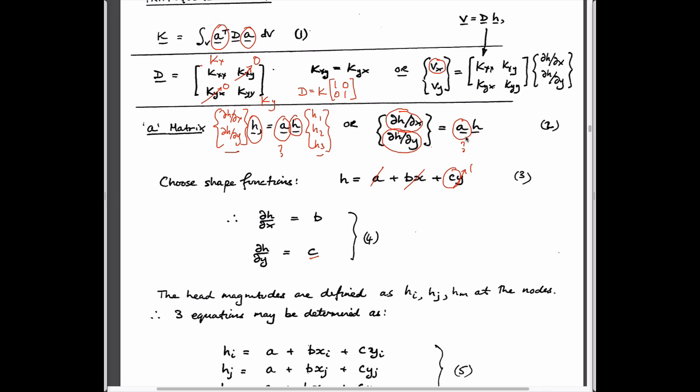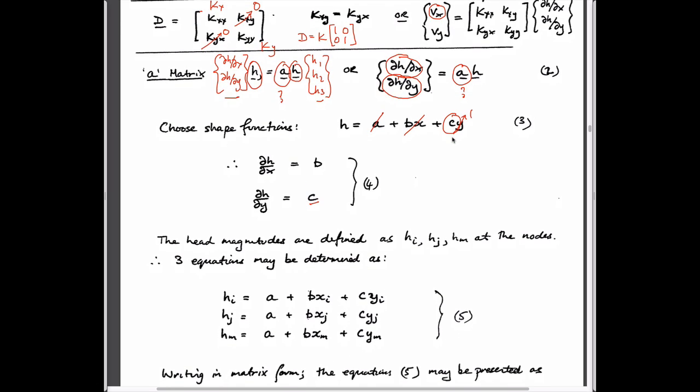Remember that this A is the A matrix. Remember that it's confusing that I've used this term here. This is the constant, which is just a constant in the equation of a plane. It's not the same as this.